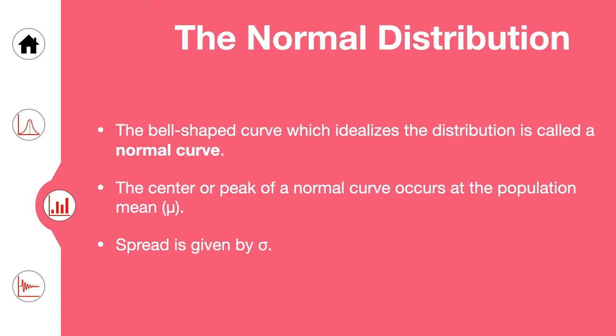Next, we have the normal distribution. Maybe we've talked about this before, but let's go over it again. The normal distribution in the context of biostatistics is the bell-shaped curve, which idealizes the distribution. I'll show you a picture in a few seconds. At the center of this curve is the population mean, and the spread is given by the standard deviation.